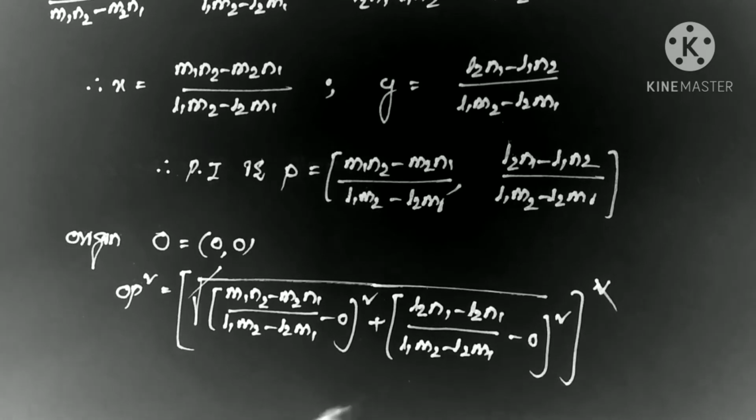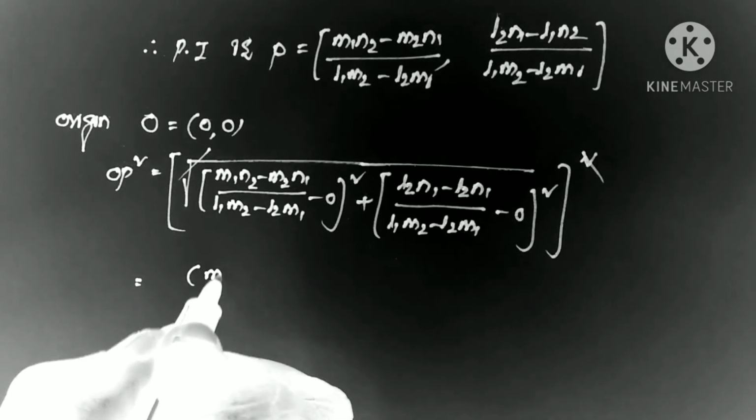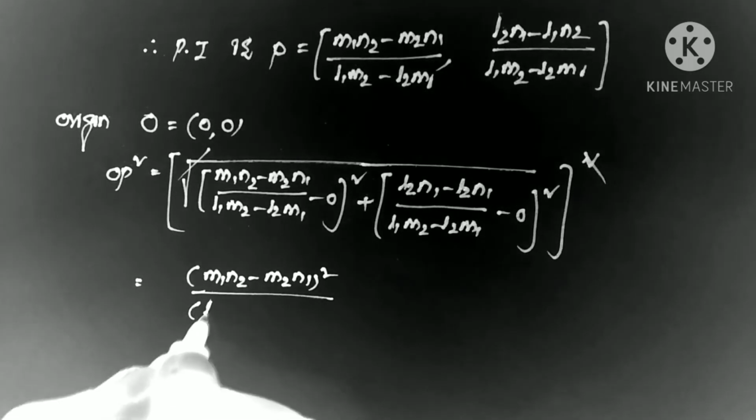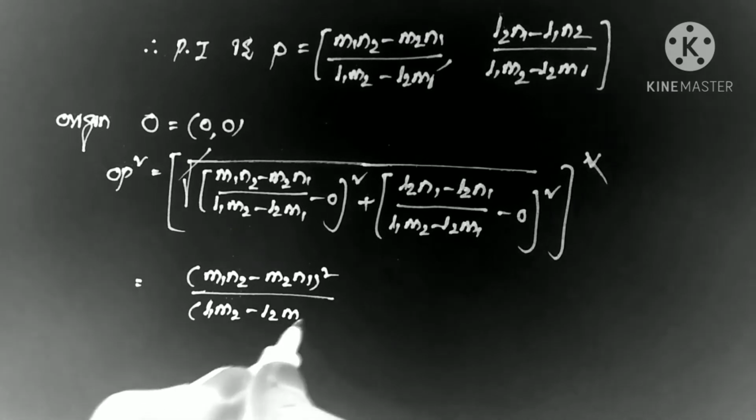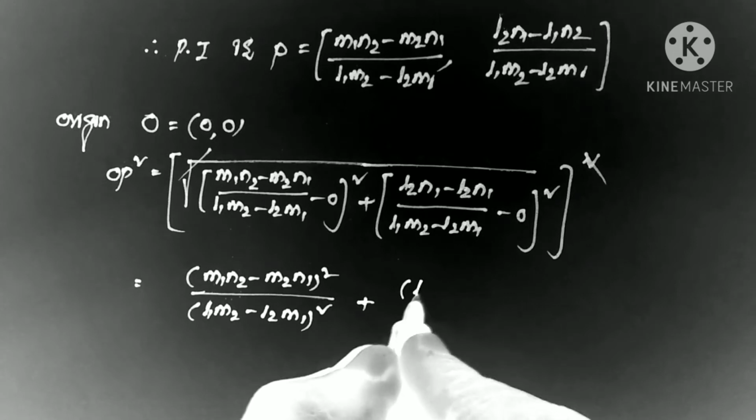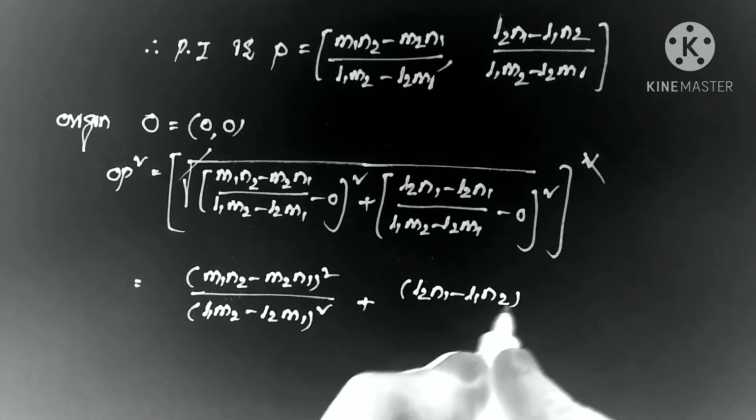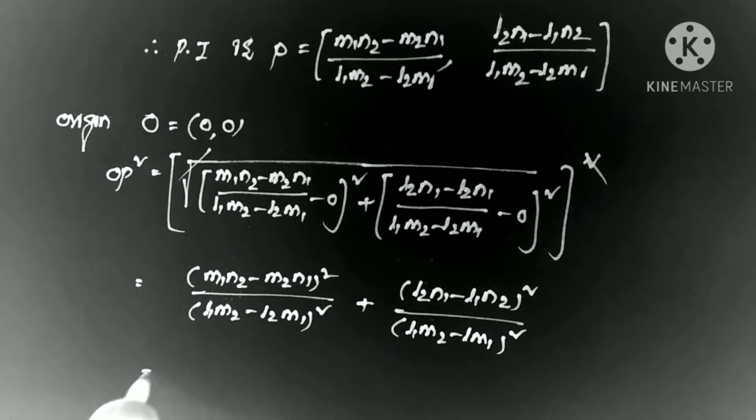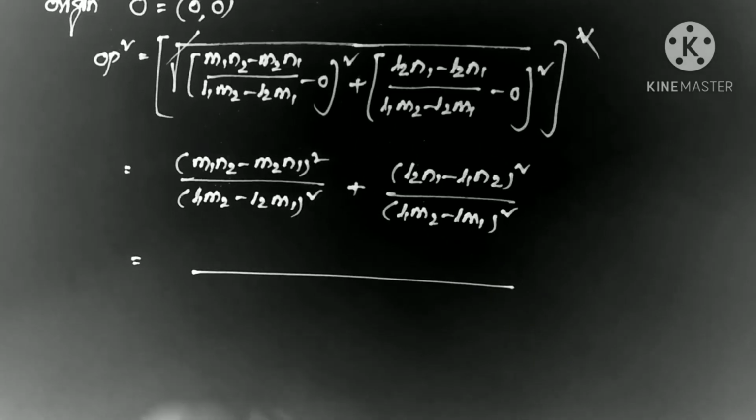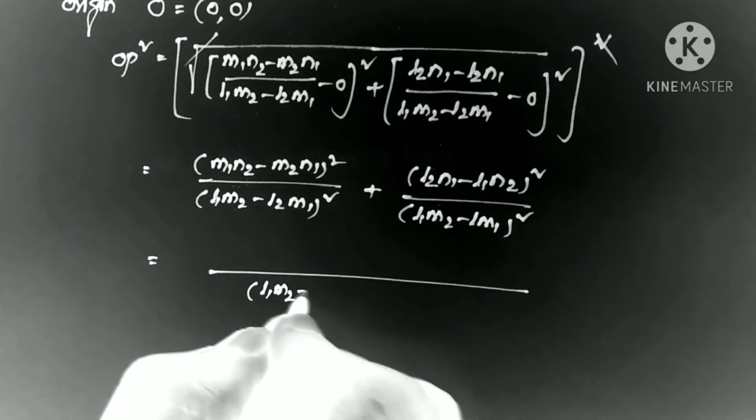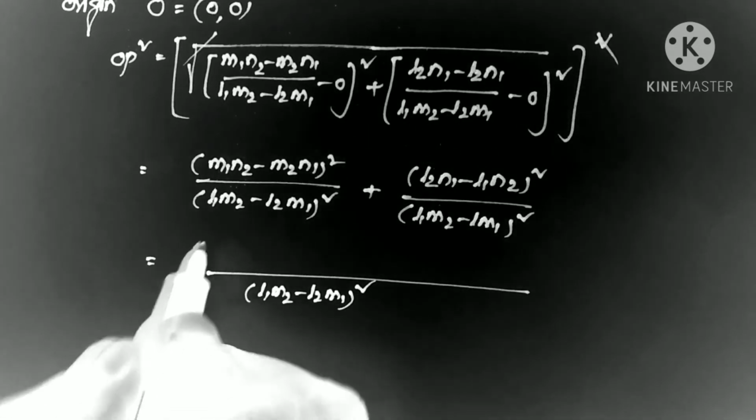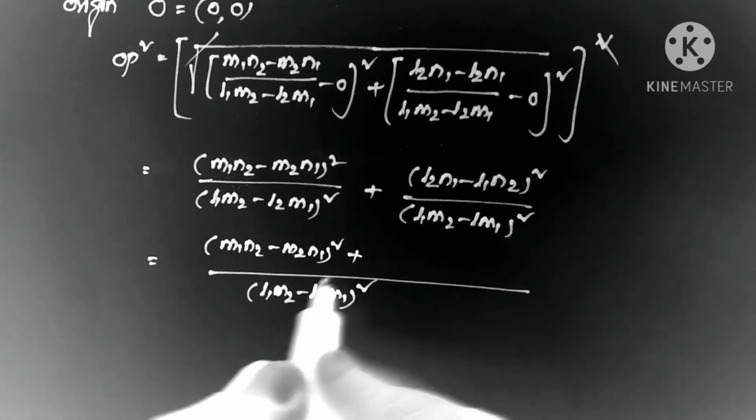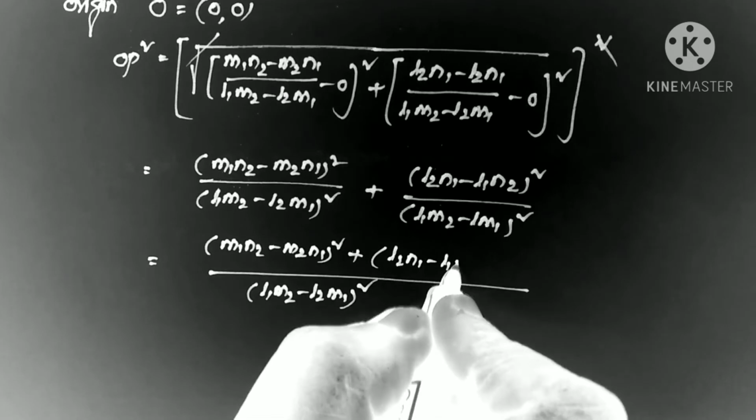Now the square and root get cancelled. The numerator of the first fraction is (M1 N2 - M2 N1) whole square, by (L1 M2 - L2 M1) whole square. Separating the squares, the second is (L2 N1 - L1 N2) whole square by (L1 M2 - L2 M1) whole square. Both fractions have the same denominator, so taking the LCM, this equals (L1 M2 - L2 M1) whole square in the denominator. Now writing the numerator: (M1 N2 - M2 N1) whole square plus (L2 N1 - L1 N2) whole square.